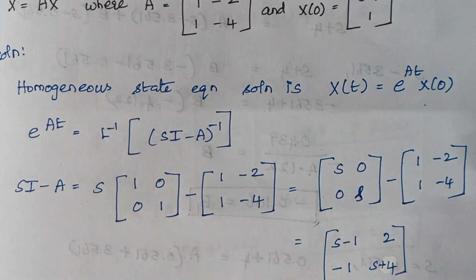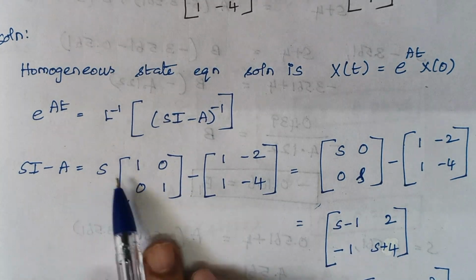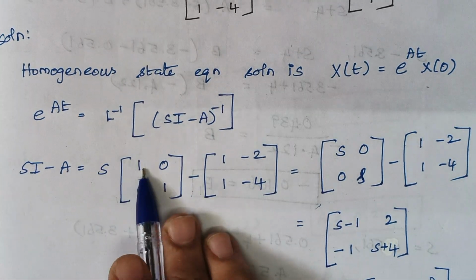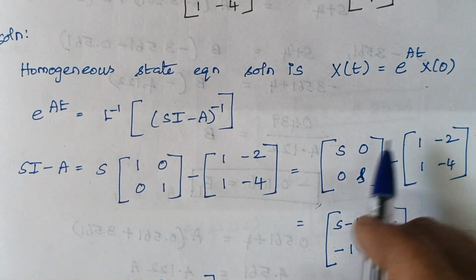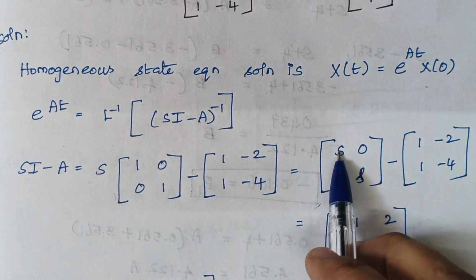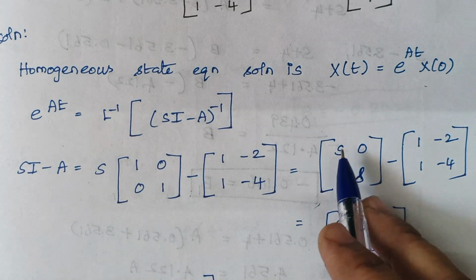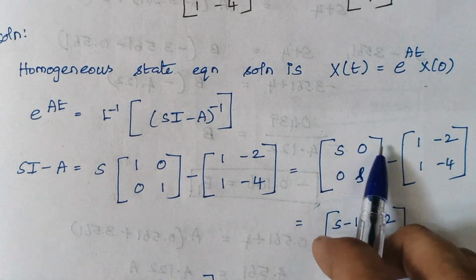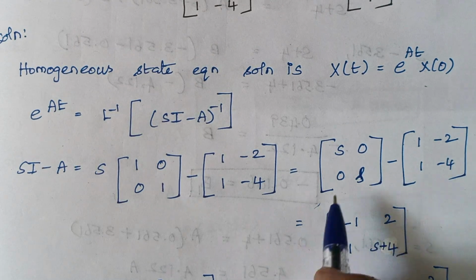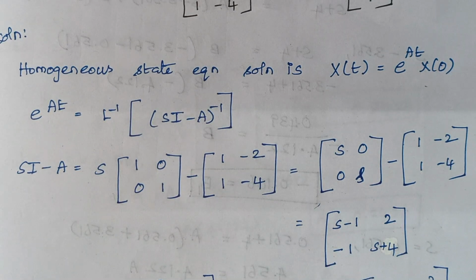So when you solve, here we are getting the answer as, again this is a simple multiplication, right? S gets multiplied with this matrix. Therefore 1 into S, and 1 into S. Right. Now we are going to subtract. So S minus 1, S. Sorry, this is not a multiplication, this is a subtraction. So here S minus 1, and 0 minus of minus 2 becomes plus 2, and 0 minus 1 becomes minus 1, and S minus of minus 4 becomes S plus 4.